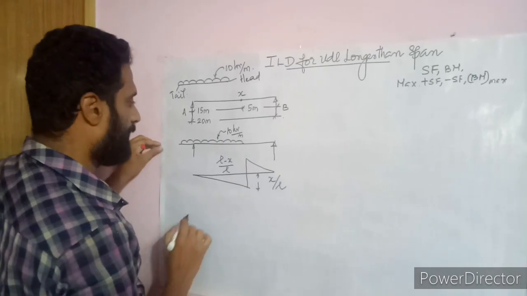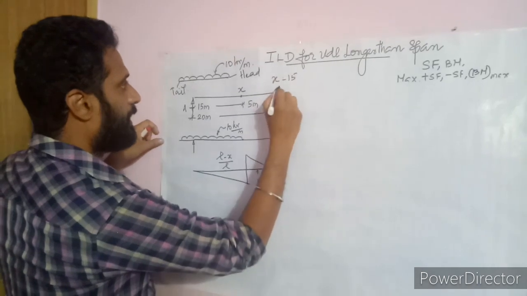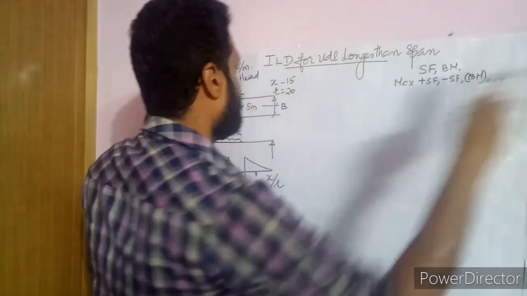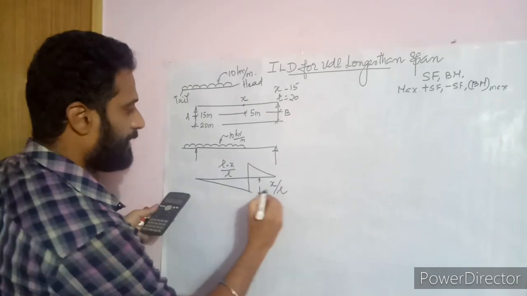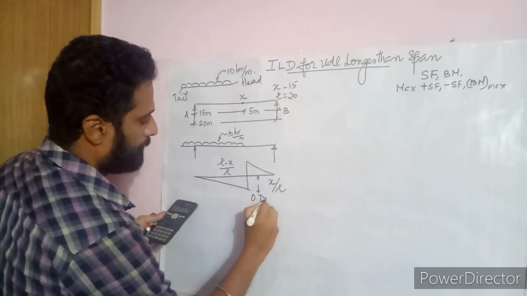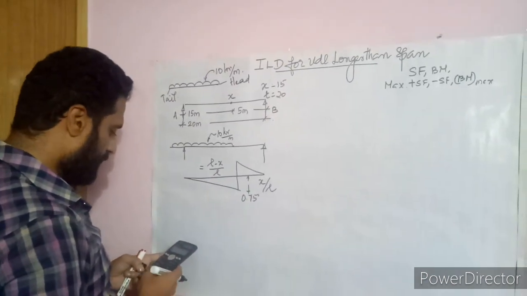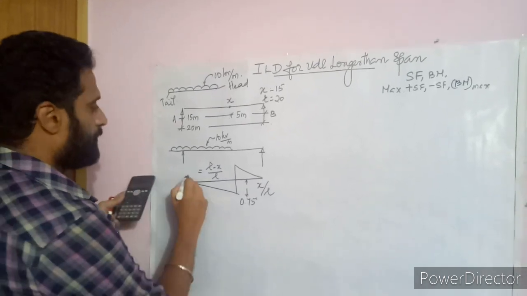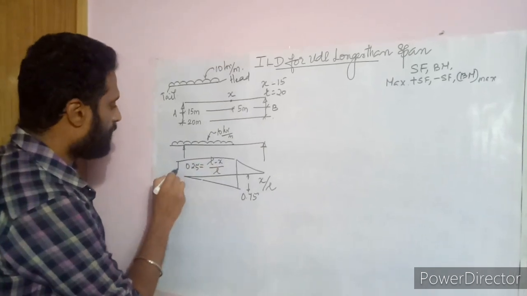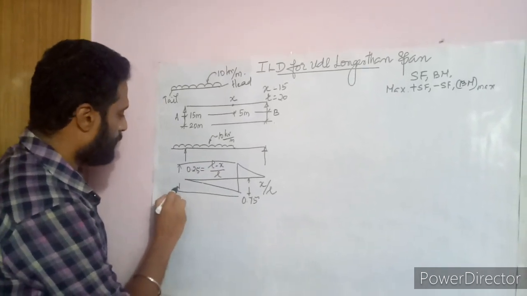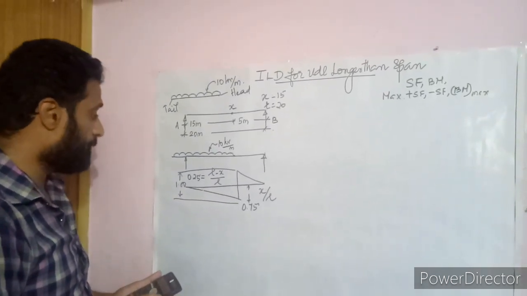So we'll calculate the values. For this condition, X, the left side from the support, is 15, and L is 20. So X by L is 15 by 20, so the value is 0.75, and L minus X by L is 20 minus 15, which is 5 by 20, so 0.25. You should always remember that the sum of these two intensities should be equal to 1. You may even check this for the previous problems also. So it is equal to 1.